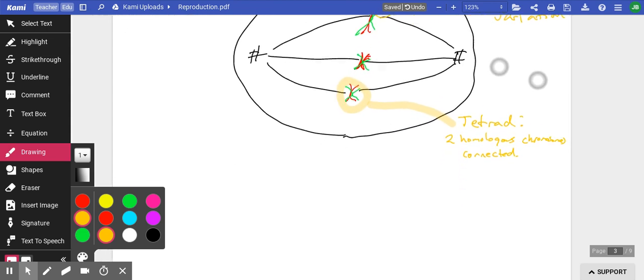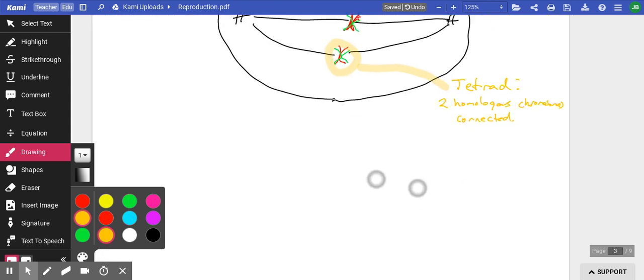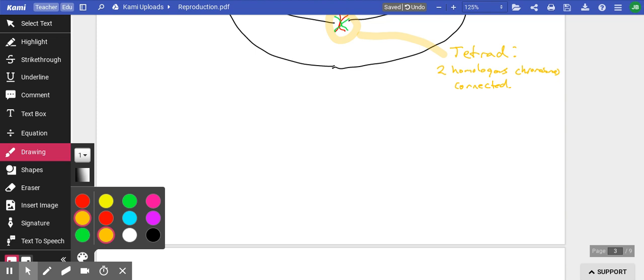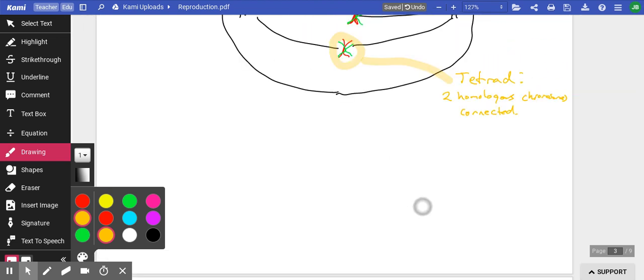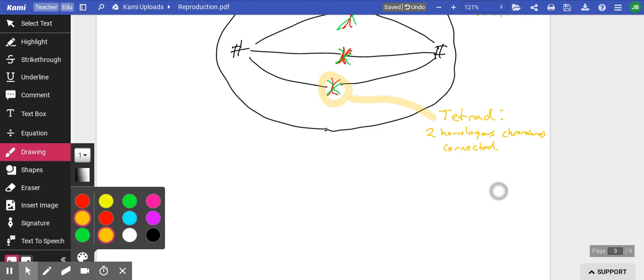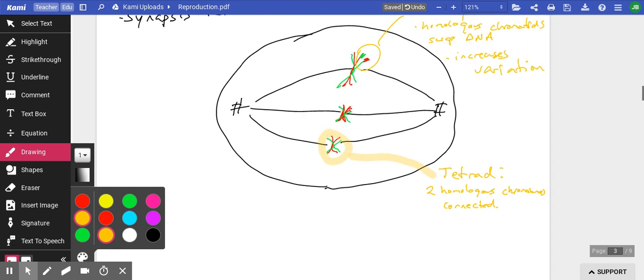So now we are going to go on to anaphase 1, and I think we'll continue on the next page. And I think what I'll do is I'll actually continue this in the second video. So I'm going to stop this now, and I'll pick up with you in the second video on meiosis.